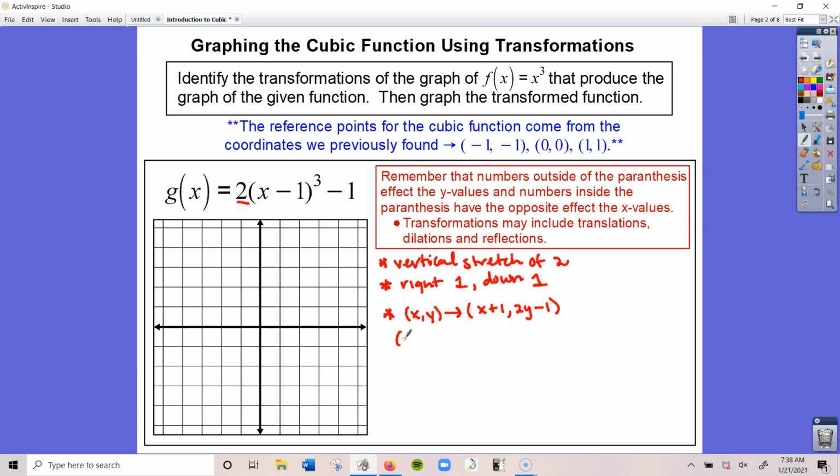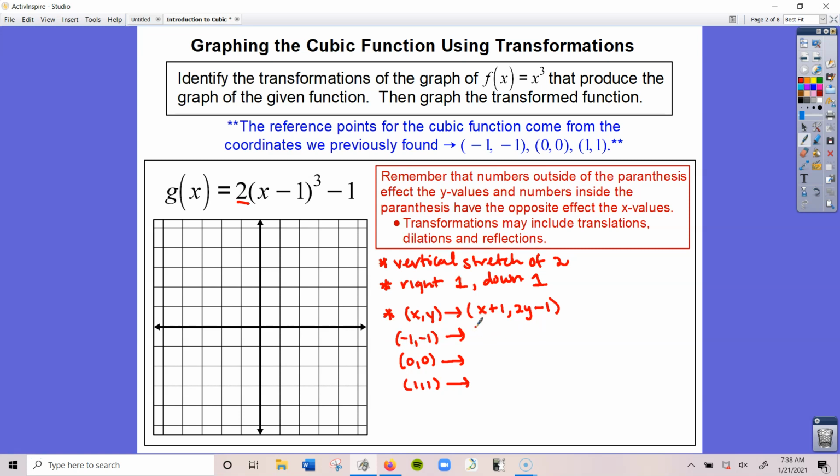We have our reference points, (-1, -1), (0, 0), and (1, 1). These points are very similar to the ones that we use in the quadratic, but in the quadratic we use -1, +1, since the quadratic is always positive. In this case, just remember that the only reference point that changed is the (-1, -1).